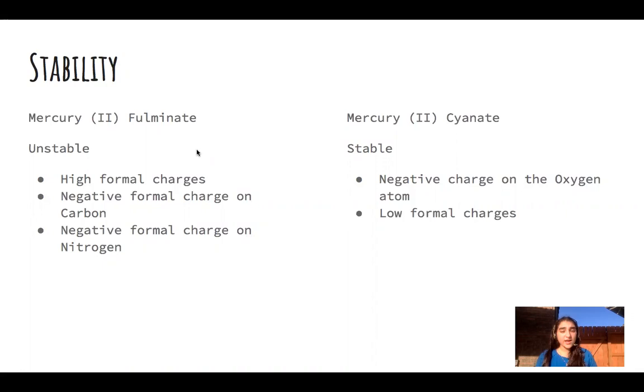And the reason why cyanate ions are stable is because the negative charge is on the oxygen, like I explained already. It is very electronegative, so it can handle that negative charge. And then there are low formal charges in general. We can see that there is the -1 on the oxygen, 0, 0 on carbon and nitrogen. So that makes it very good and stable.